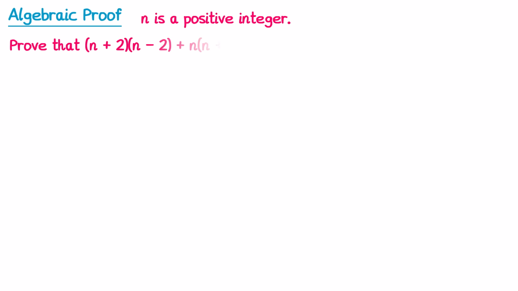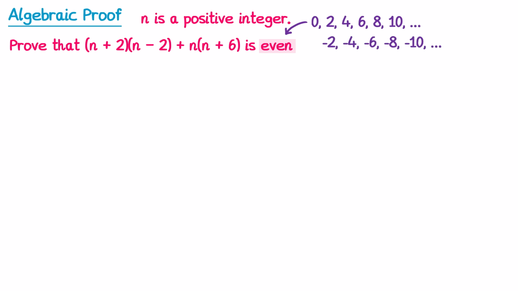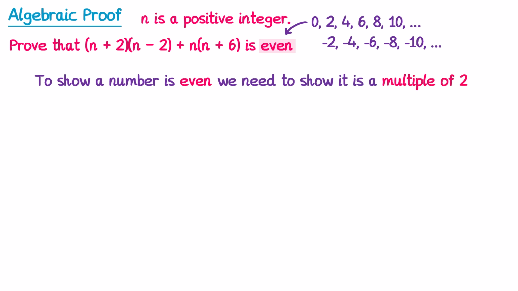In this next proof, n will be a positive integer again, and we're going to prove that this is even. So what do we mean by an even number? Well, even numbers are 0, 2, 4, 6, 8, 10, and so on. In fact, the negative versions of these are also even, so negative 2, negative 4, negative 6, and so on. Notice how the even numbers here are just the numbers in the 2 times table. So to show a number is even, we just need to show that it's a multiple of 2.